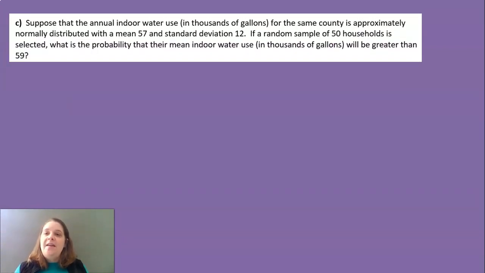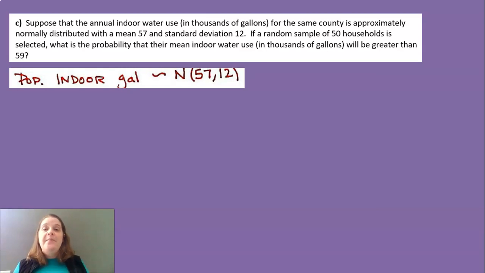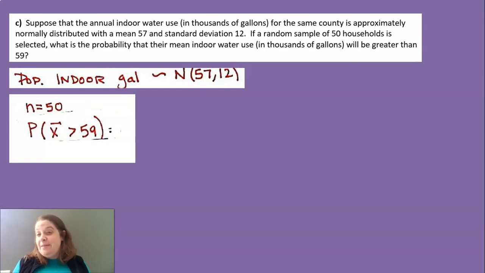All right, so suppose that the annual indoor water use, a different data value here, for the same county is approximately normally distributed with a mean of 57 and a standard deviation of 12. If a random sample of 50 households is selected, what is the probability that their mean indoor water use in thousands of gallons will be greater than 59? Notice that it's asking us for the probability of a mean. I know that the population of the indoor water use is approximately normal because it was stated, with a mean of 57 and a standard deviation of 12. I'm going to take a sample size of 50, and I want to know whether that is going to be good enough for the x bar value to be greater than or equal to 59.